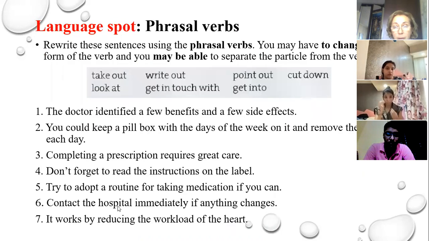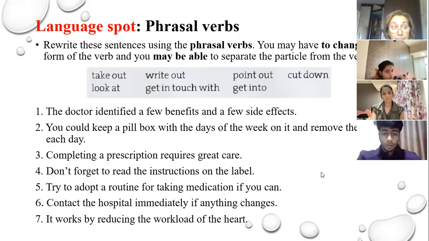So I think it's clear, and I would like you to have a look at the practical exercise where we need to rewrite sentences using the phrasal verbs from the box. Sometimes you may have to change the form of the verb, and you may be able to separate the particle from the verb. If we have a look at the first sentence, Aman, will you read it? The doctor identified a few benefits and a few side effects. So we have to replace the verb. I will replace the word identified with the phrasal verb point out.